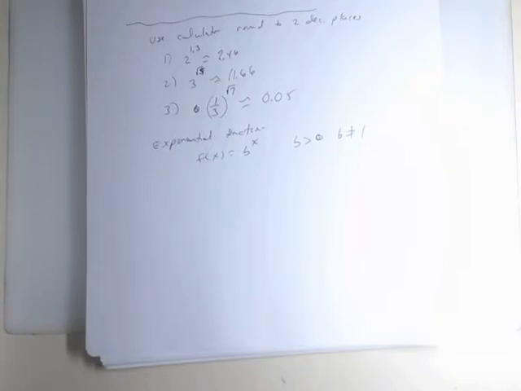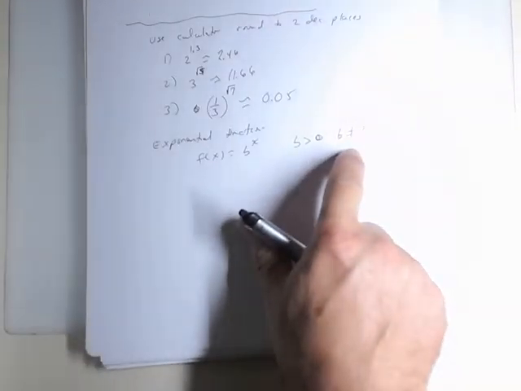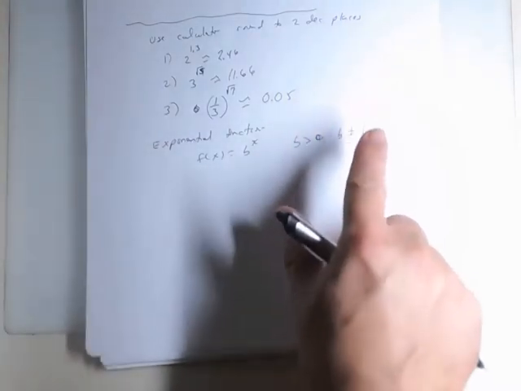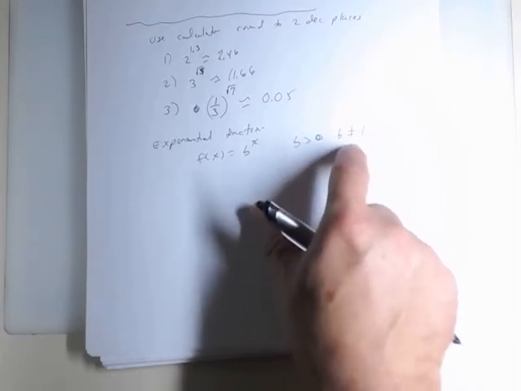Now, when we graph this, we're going to come back and discuss why the base cannot be 1. You have to look at the graph of the exponential in order to understand that. But for right now, just remember it's got to be positive, any positive number, but it cannot be 1.